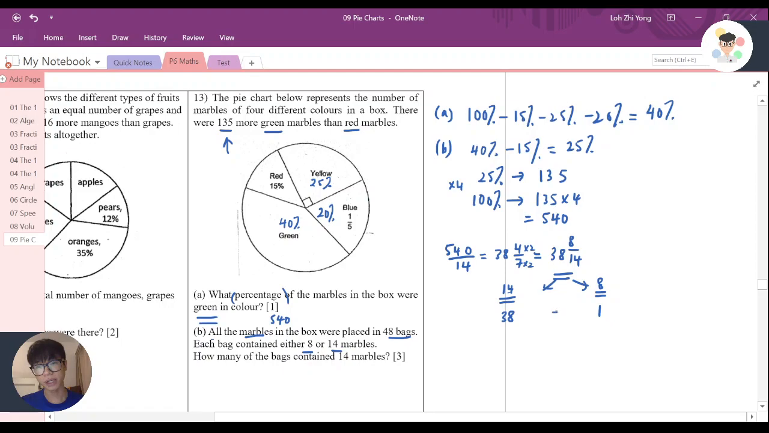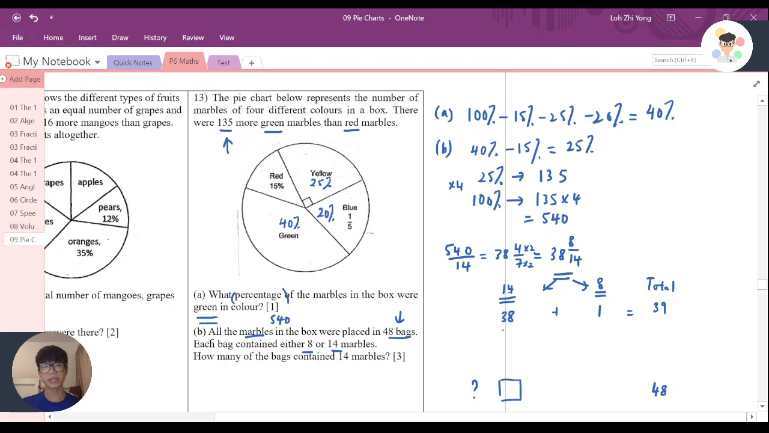However, if I add this up together, the total number of bags is equal to 39. But they say all the marbles in the box were placed into 48 bags. 48 bags means that I need to add and minus to find out when it is 48 bags.